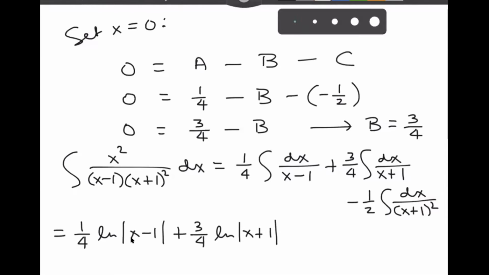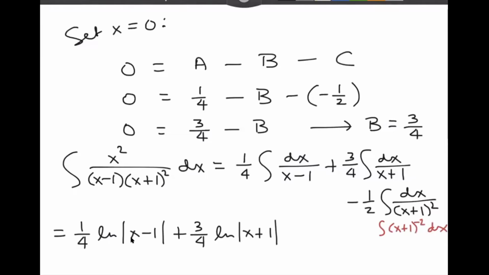You want to think of this integral as the integral of (x + 1)^-2. And that's just going to be a backwards power rule. The integral of (x + 1)^-2 is (x + 1)^-1 over -1, right? Plus C.